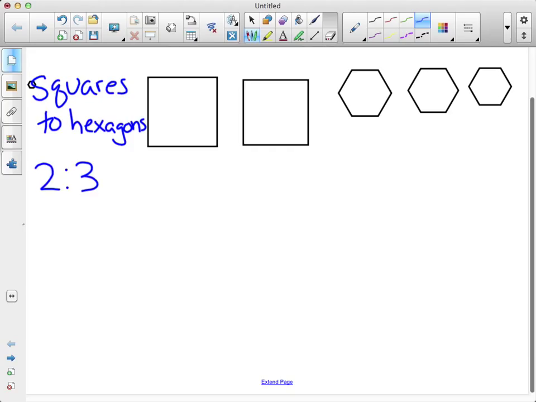We can write it with a colon in the middle. We can also write it in words, 2 squares to 3 hexagons. Or we can also write it as a fraction, 2 over 3, because there's 2/3 as many squares as there are hexagons.